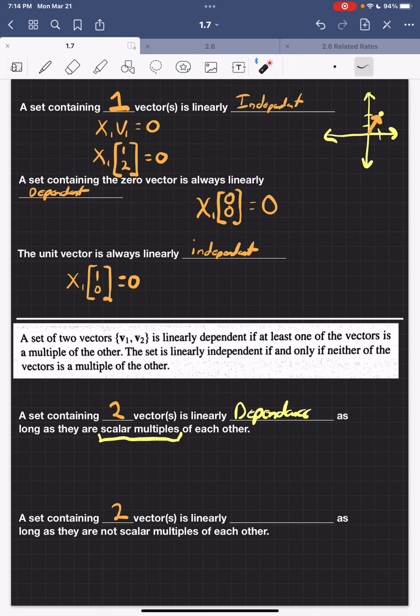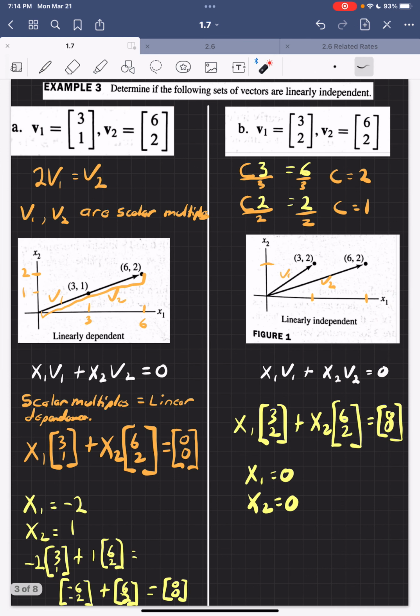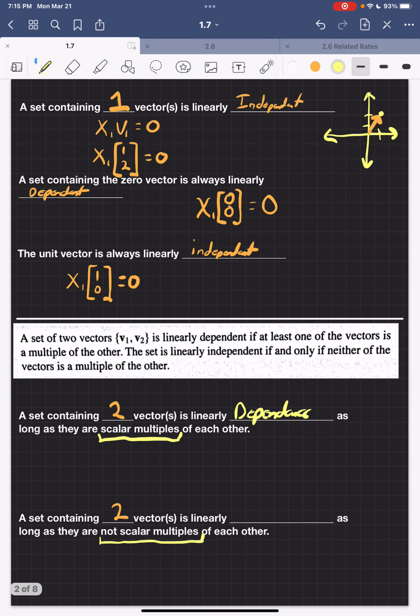However, if you have a set of 2 vectors, is it linearly what? As long as they are not scalar multiples of each other. So if the 2 vectors are not scalar multiples, just like over here, then the only point that they share in common is (0, 0), which is our trivial solution. So this would be linearly independent.